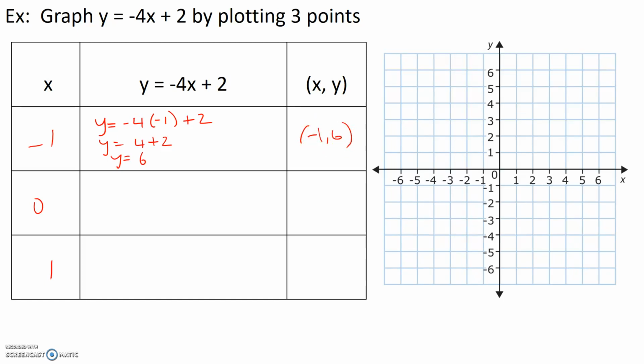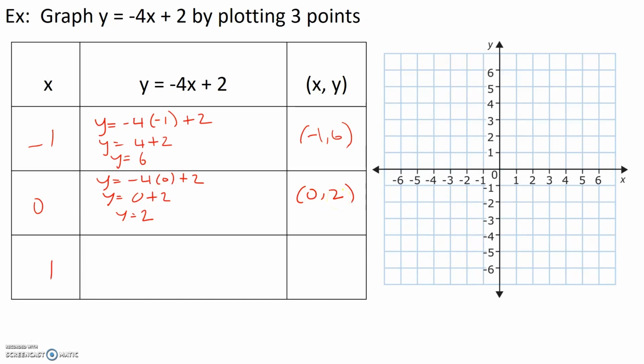Let's plug in x equals 0. So we have y equals negative 4 times 0 plus 2. Negative 4 times 0 is 0, and 0 plus 2 is 2. So the ordered pair is going to be 0, 2, which means in the equation y equals negative 4x plus 2, when x equals 0, y equals 2.